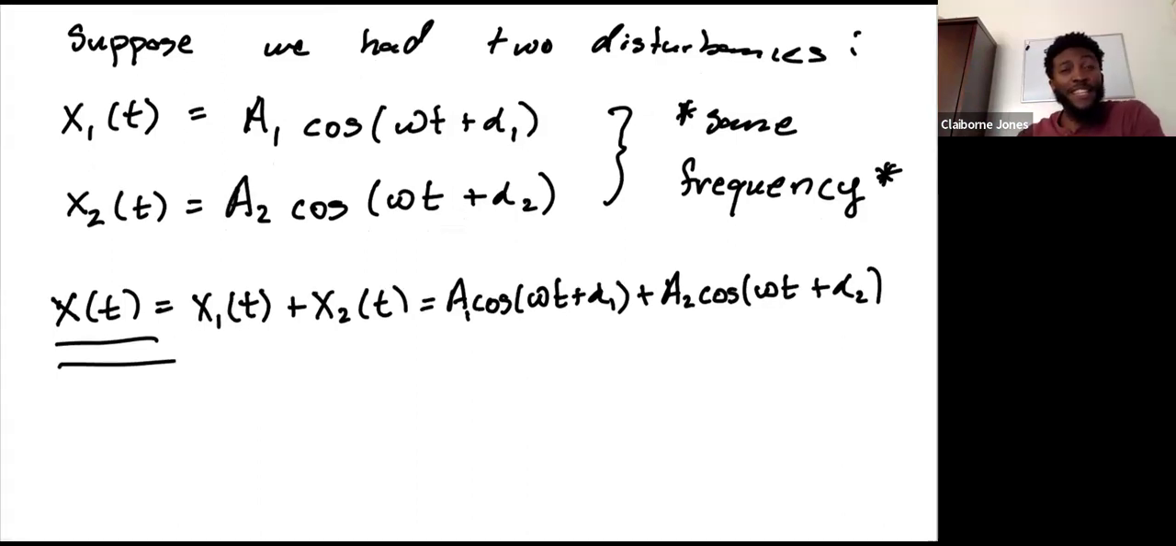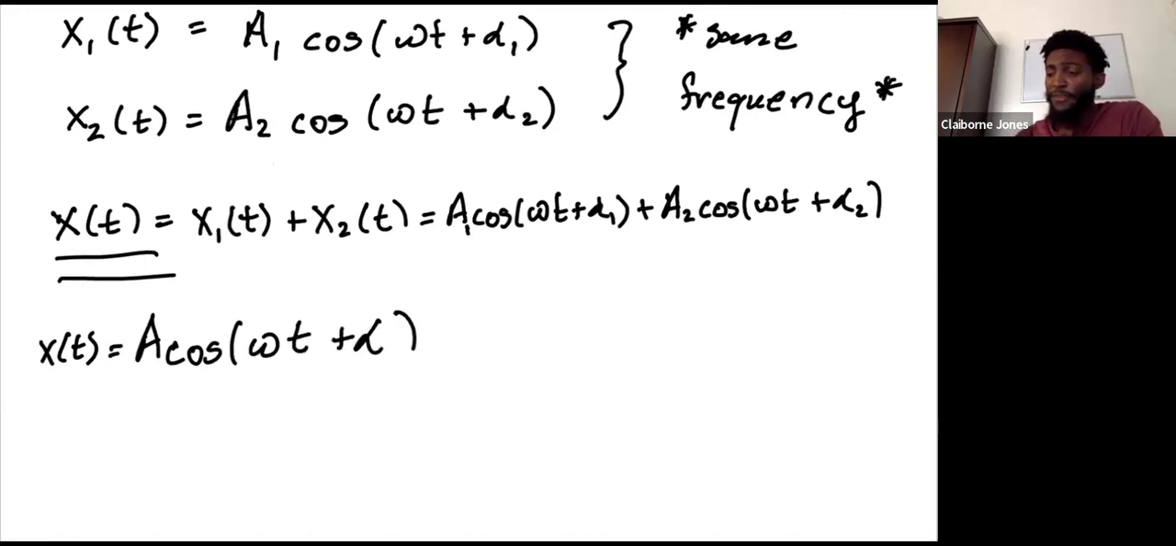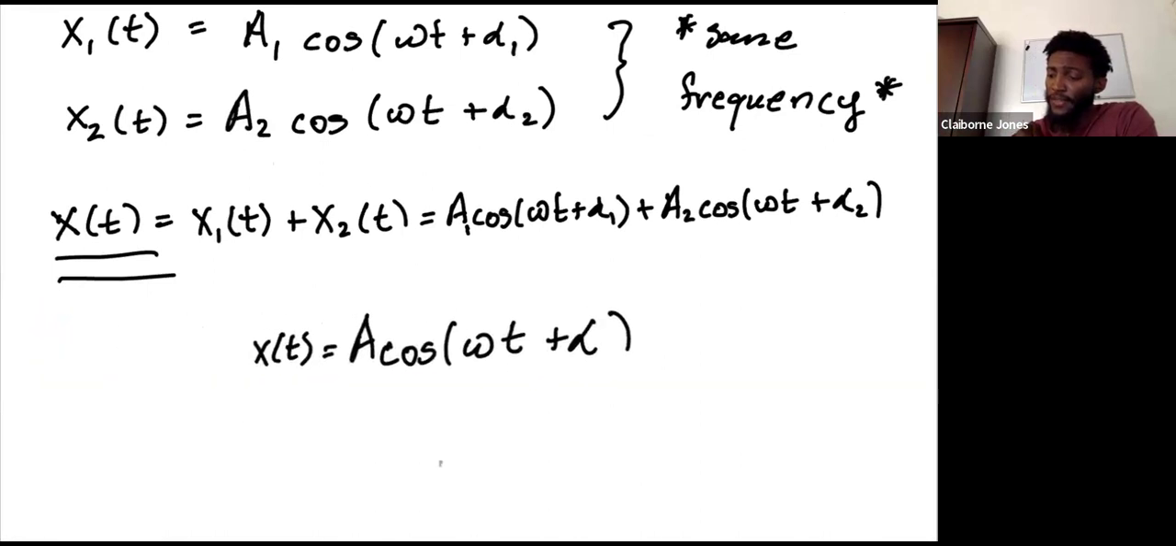So it's pretty safe to guess that our resultant x of t is going to have some amplitude, and it's going to be some cosine of omega t, with the same frequency, plus some phase alpha. And that's ultimately what will be the description of our resultant wave. And so this is what I want to actually box here.